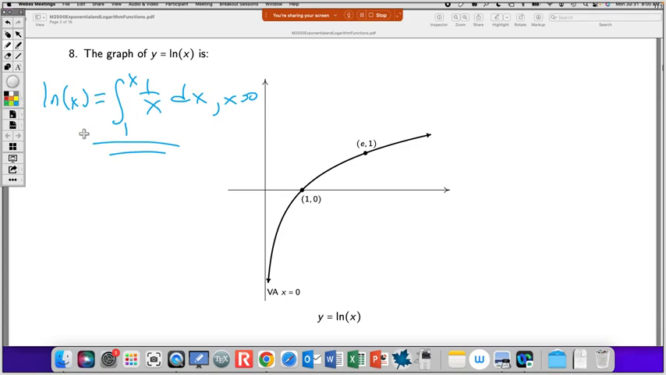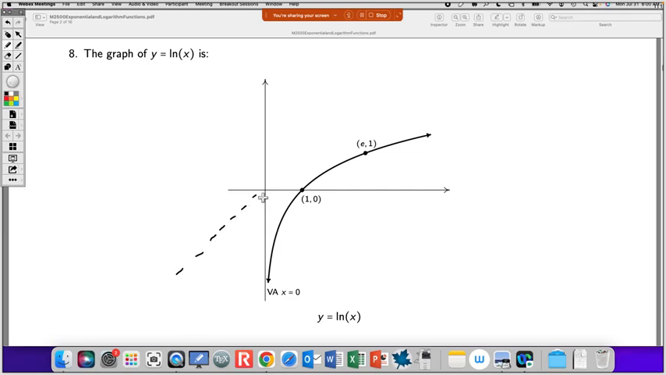Now, one thing you may notice about the graph, which we once again proved using properties of calculus, is that the function is always increasing. That means it's going to be 1-to-1, passes the horizontal line test, so it has an inverse. And so we know from pre-calculus what that inverse is going to look like. We can just reflect the graph across the line y equals x.